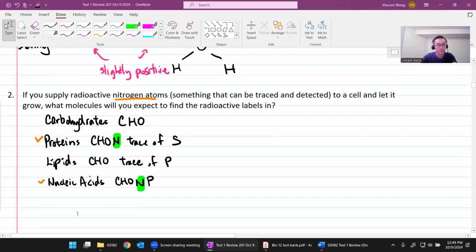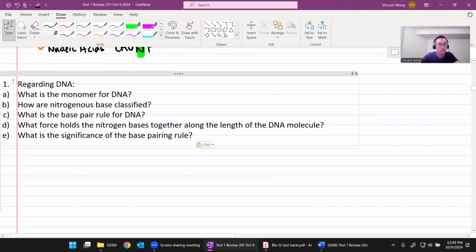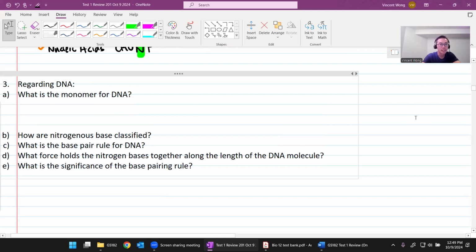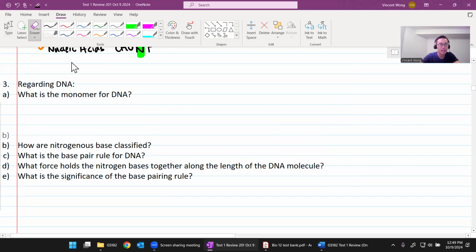Number three. Sorry, the numbering gets a little bit weird when I try to copy them over. Regarding DNA, what is the monomer for DNA? So the monomer for DNA, and you should know all the monomers, right? Not just for DNA. The monomer would be nucleotide. Nucleotides. Okay? And for DNA, there are four kinds of nucleotides: A, C, T, G.